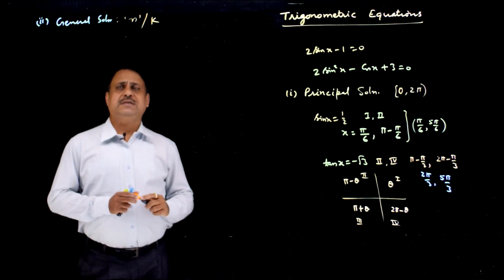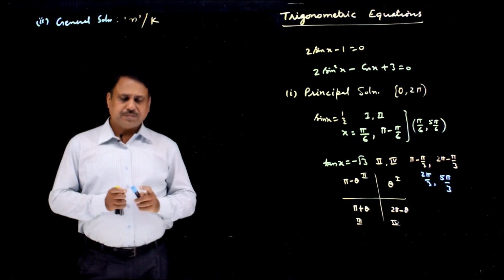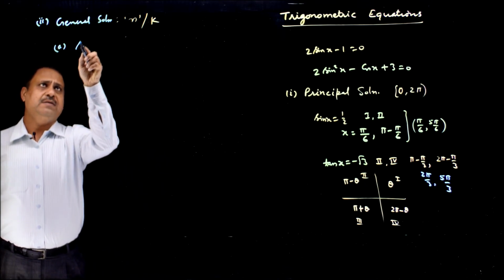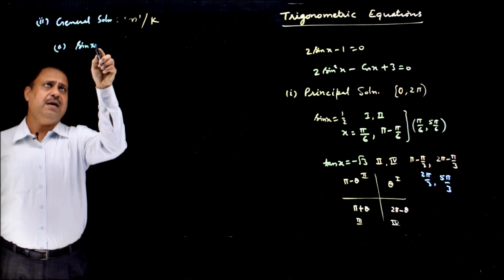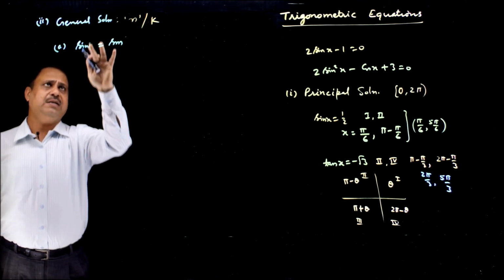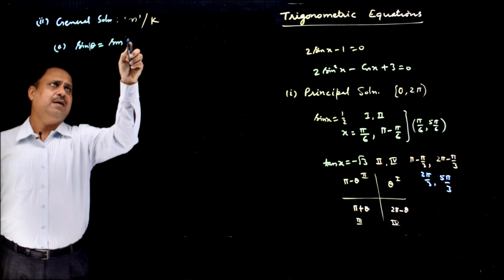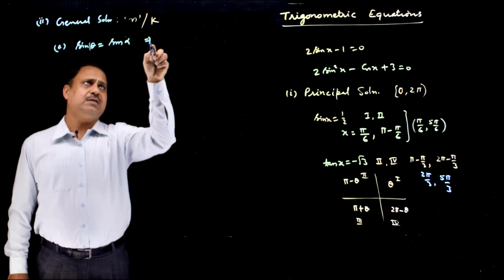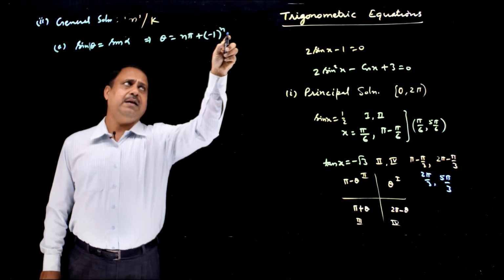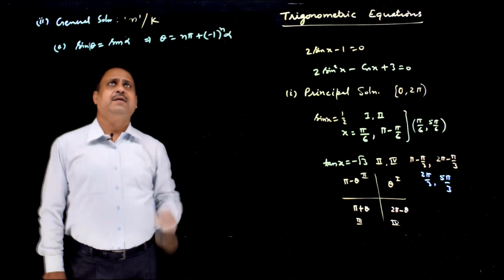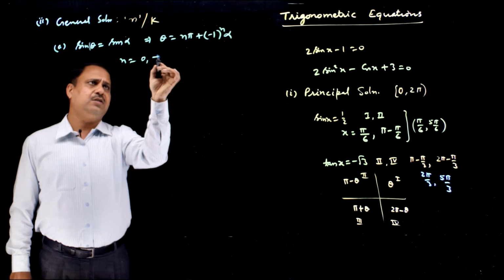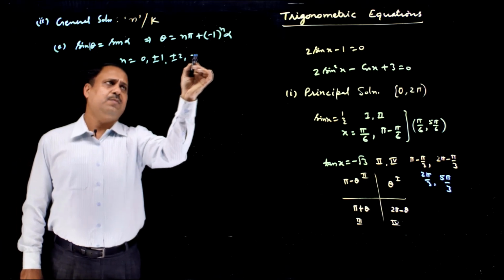Some examples I will take. For example, A: if I have sin theta is equal to sin alpha, then its general solution is theta is equal to n pi plus minus 1 raised to power n into alpha. So here n is coming. Instead of n you can write k. What is n here? n is any integer, 0, plus minus 1, plus minus 2, plus minus 3.